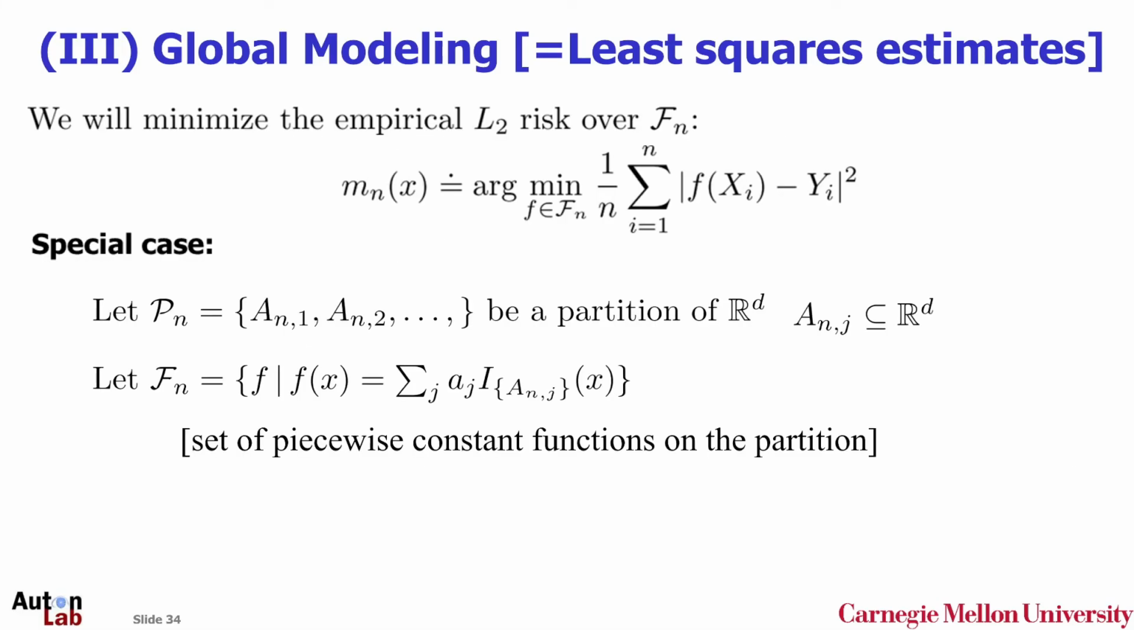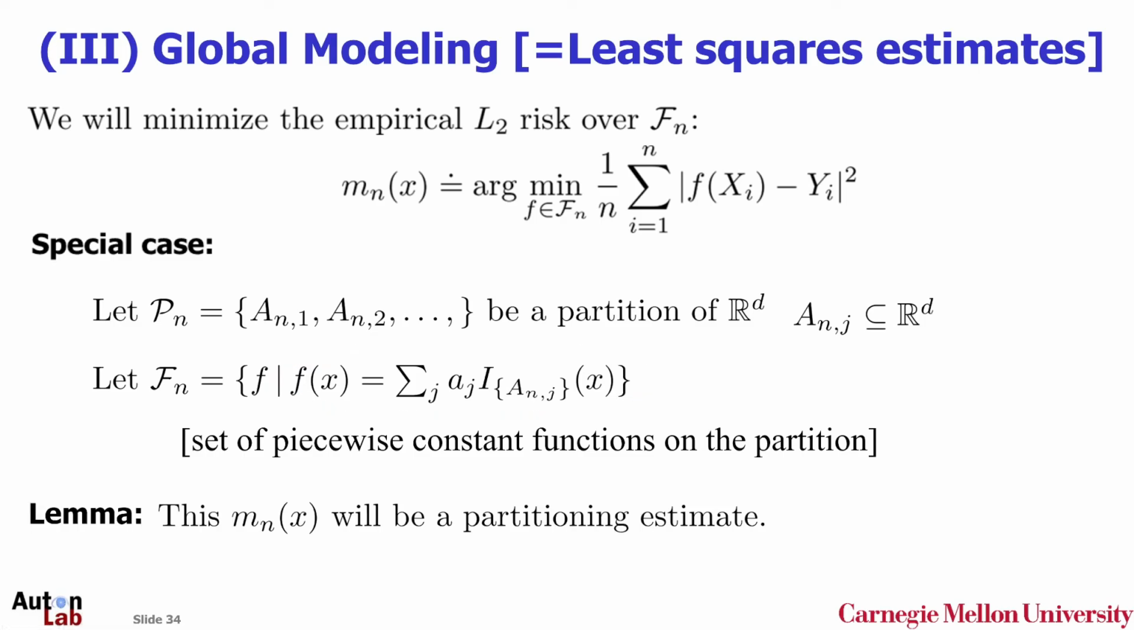An interesting special case is the following. Let's partition the d-dimensional input space, as we did before, when we discussed partitioning estimates. Let the cells be denoted by A_j. As we increase the training set size n, we can have finer and finer partitions. Let Fn be defined as a set of piecewise constant functions on these cells. One can prove that, interestingly in this case, the solution of the least squares estimates would be exactly the partitioning estimate that we discussed before.